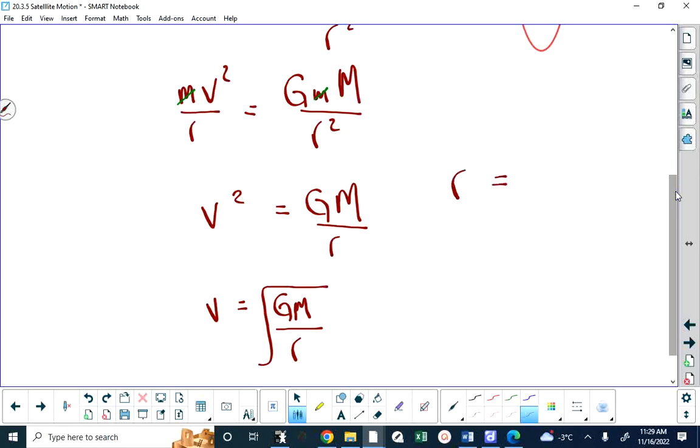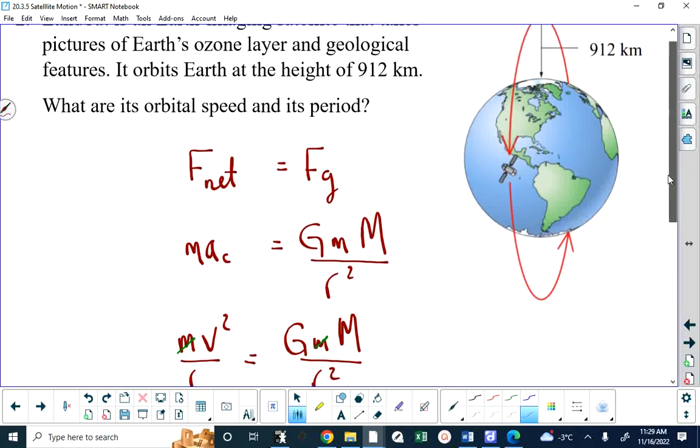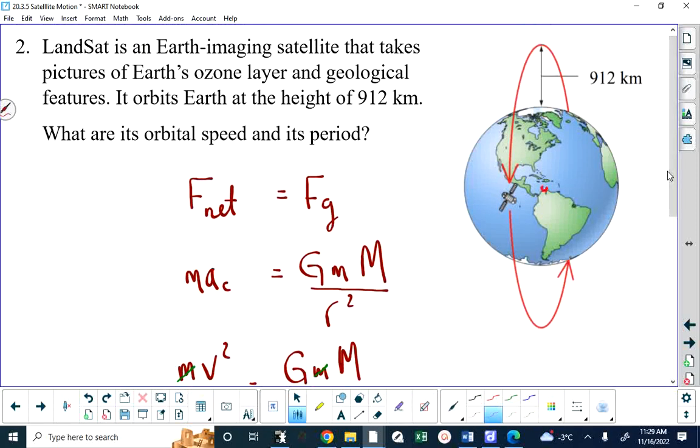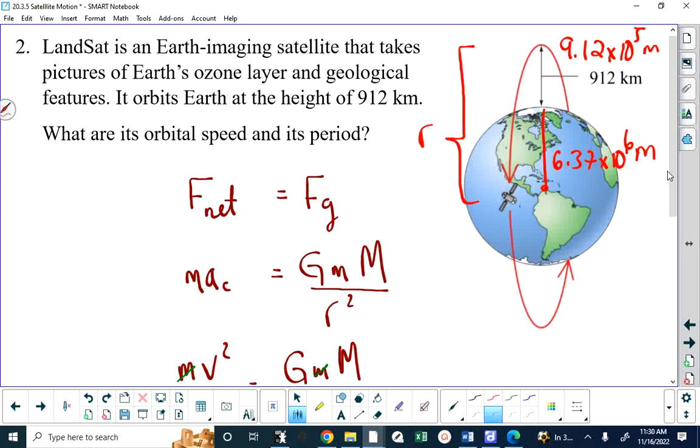What are you going to use for r? Jay? Right. This diagram, by the way, is not, I don't believe, drawn to scale, but this distance from the center of the Earth to the surface is 6.37 times 10 to the 6 meters. This is 9.12 times 10 to the 5 meters, so it's not drawn to scale. All I did was I took 912 multiplied by 1,000 to get meters and then put it into scientific notation. So the total radius is this, and we have to add those numbers together.